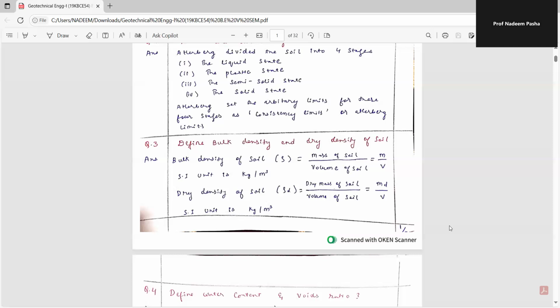How are you defining bulk density? Bulk density of soil, rho, is the mass of soil to the volume of soil, M by V. SI unit is kg per meter cube. Next, dry density of soil: dry mass of soil to the volume of soil, Md by V. SI unit is kg per meter cube.